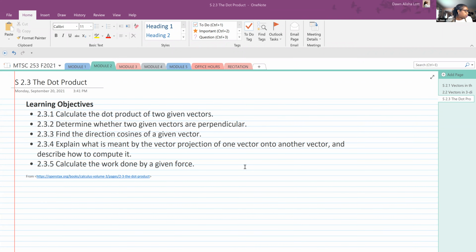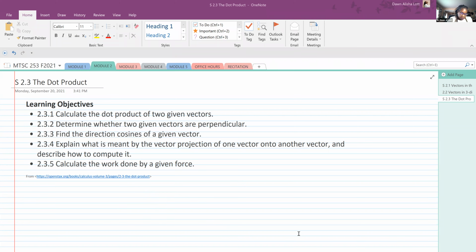Okay, so the next section we want to work on is the dot product. We want to figure out how to find the dot product of two vectors, how to determine when two vectors are perpendicular. We want to find the direction cosines of a given vector, explain what it's meant to find the vector projection of one vector onto another, and calculate the work done by a given force.